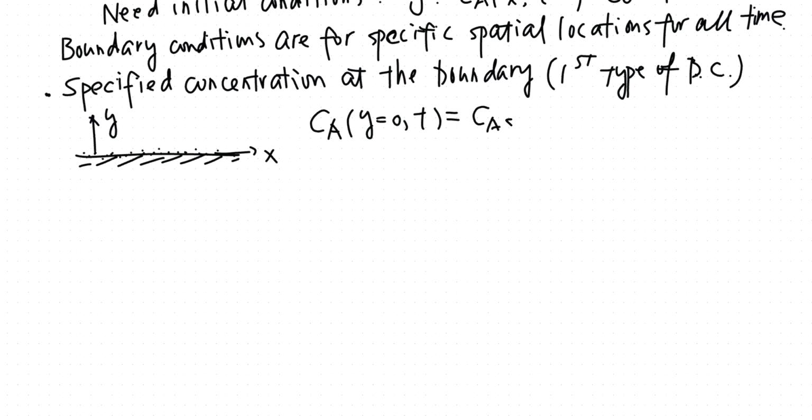So this CAS is known, or we call it prescribed. It's a given condition, so you know that on this plate it's always maintained at the concentration CAS as a constant value.